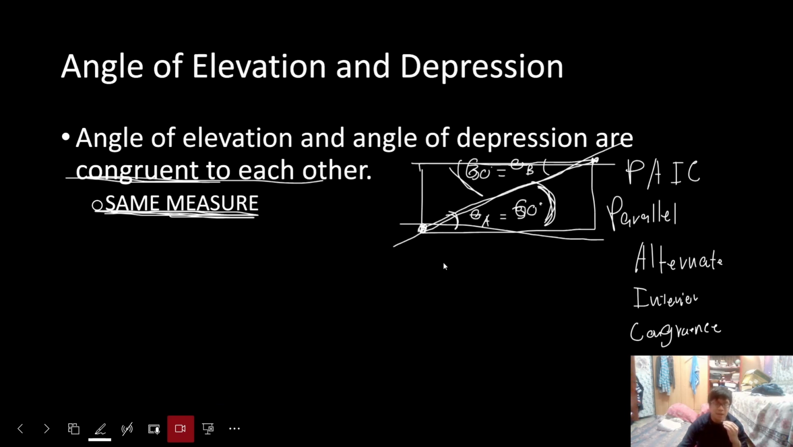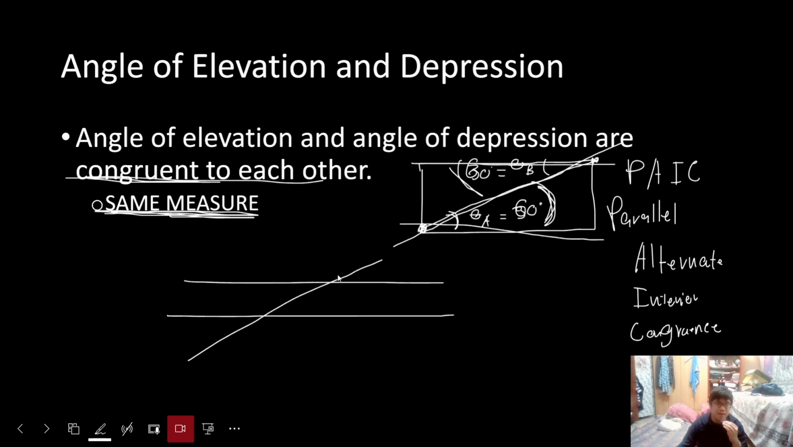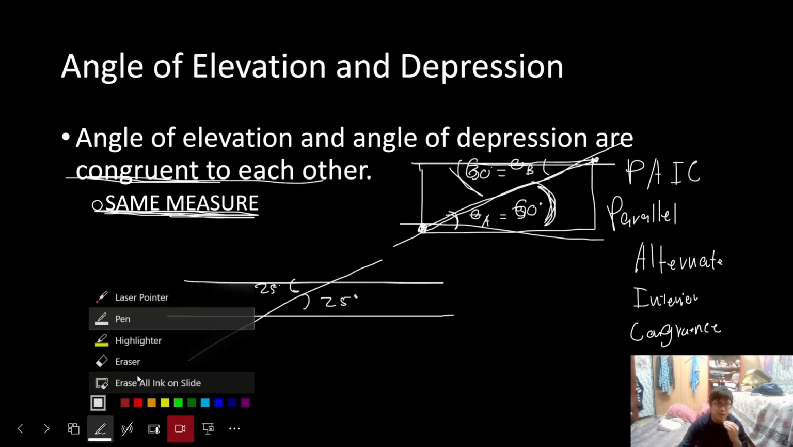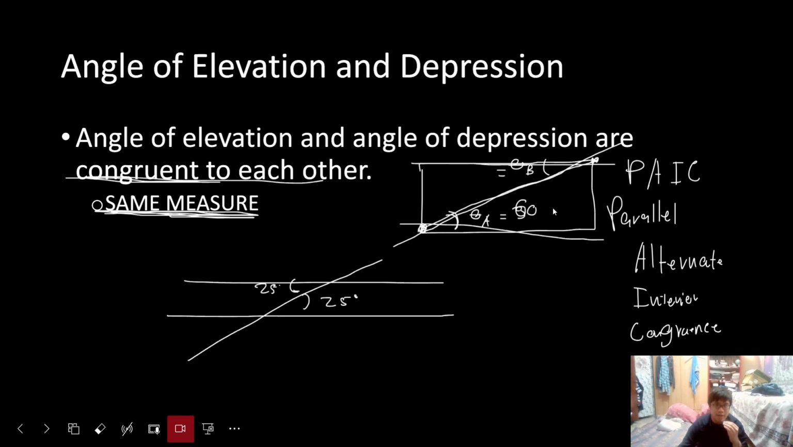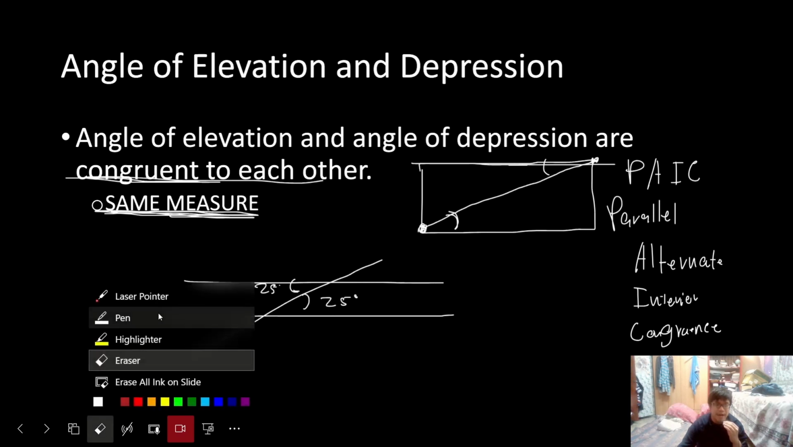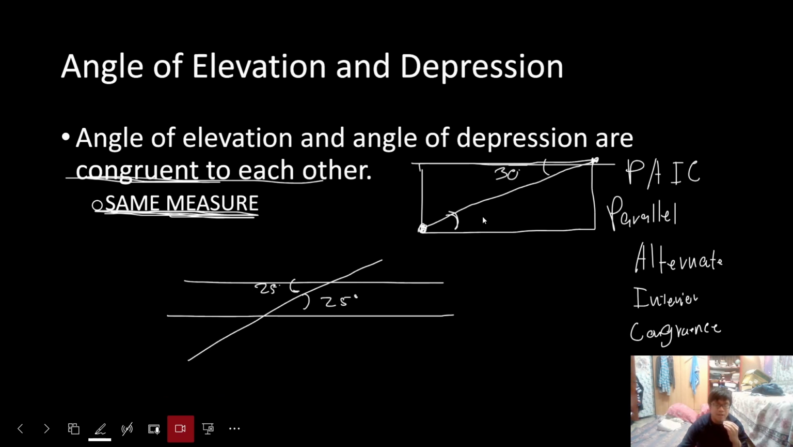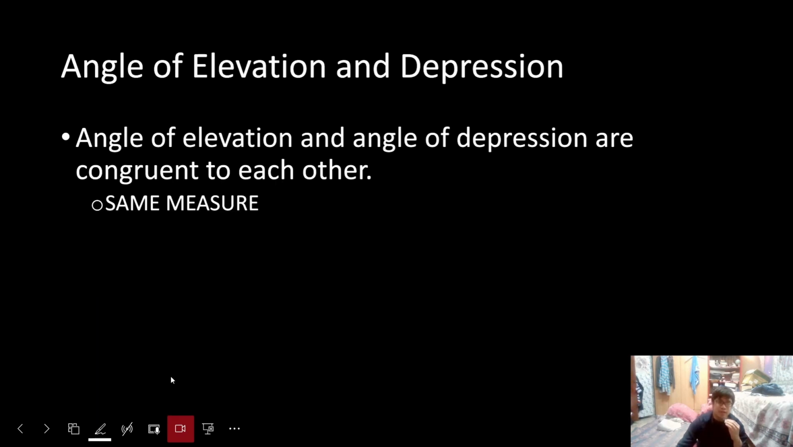My point here is that if we have a transversal line and two parallel lines, and I have 25 degrees here, then what I will have here is also 25 degrees. That's the same thing here for the rectangle. If you take a look again, if I have an angle here of 30 degrees, that will also be 30 degrees.